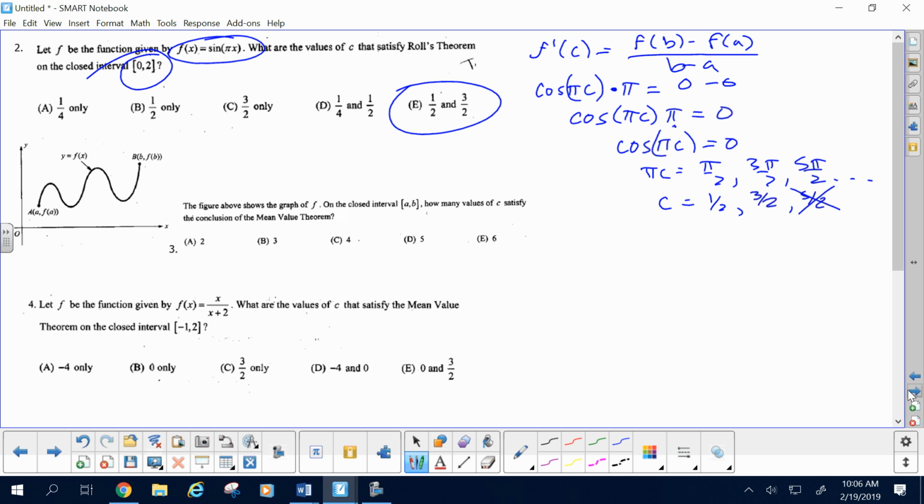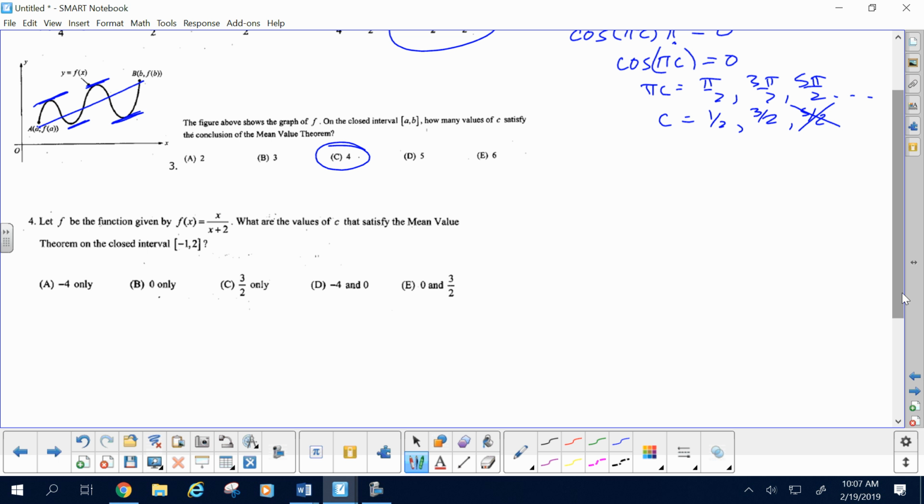This to me goes to whether you have a clue of what this is even about. The idea of the mean value theorem is if you take the average rate of change, or the secant slope, is there a place where the tangent slope is the same? Well, I could draw 1, 2, 3, 4 places where the tangent slope is the same as the average slope, so it is C. Okay? All right. Satisfies the mean value theorem on the closed interval. I understand that this has an asymptote at -2, but is that an issue for this region?